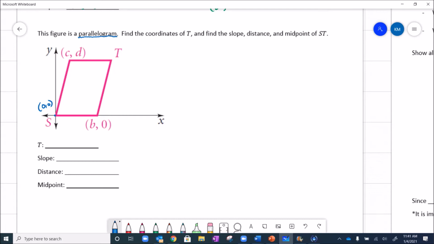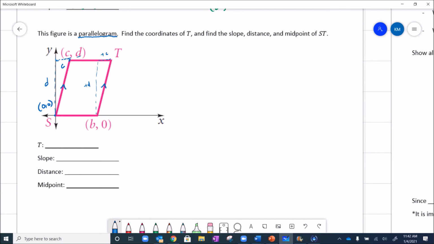I'm going to establish what my rise over run is here. From S to this point, how far up do I go? Okay, well, I can look at the Y coordinate here. It goes from 0 to D, which is the increase of D. How far over do I go? From 0 to C, increase of C. Because these two lines are parallel, I know that this is the same here. It goes up D as much and it goes over C. So plus D, plus C.